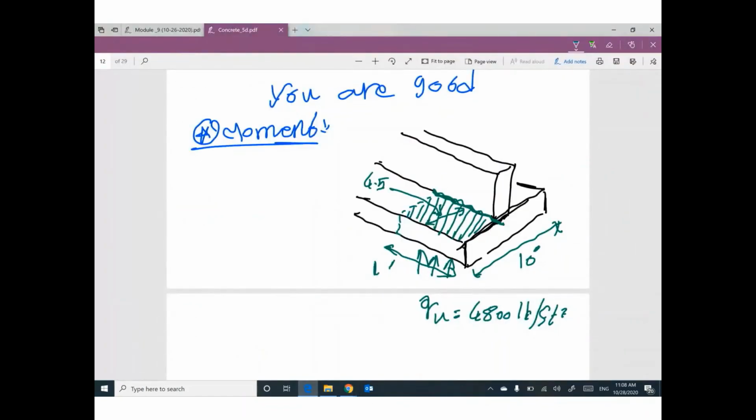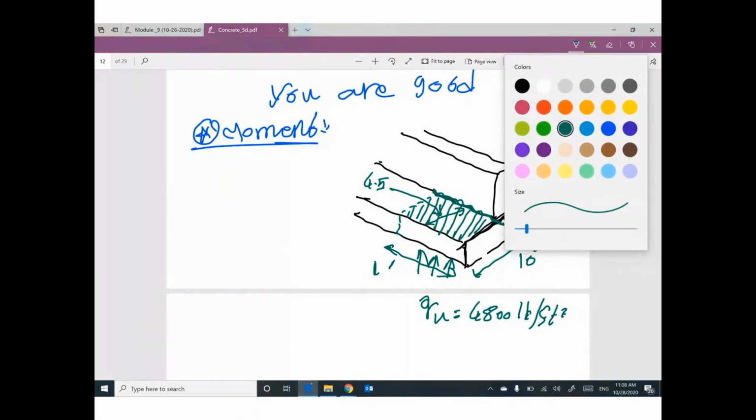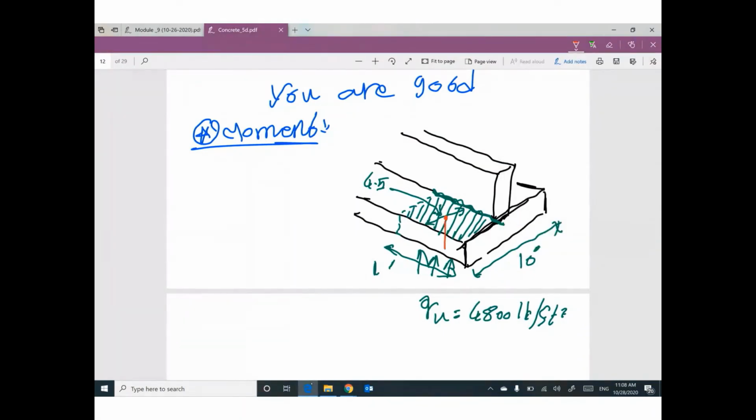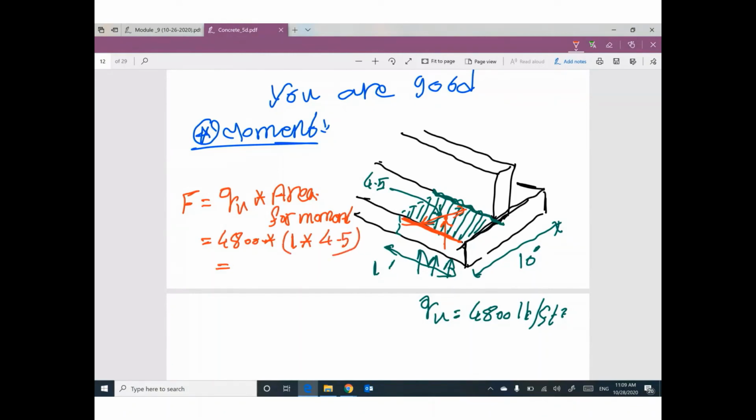So we will have a force at the centroid here. This force will equal Q ultimate times area for moment. Okay, Q ultimate 4,800. This area is unit length 1 times the remaining distance, as you said, 4.5. So this force will be 21,600 pounds. I'm looking for moment.